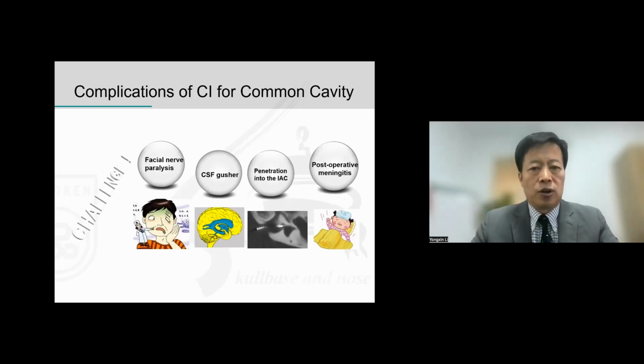Why is cochlear implantation in the common cavity not easy? Because too many complications are easy to occur. The main complication is facial nerve paralysis, and this can also cause CSF leakage. Also, the electrode can very easily enter the internal auditory canal. In some cases after surgery, the patient easily develops meningitis. For these reasons, the common cavity is sometimes not easy to do.